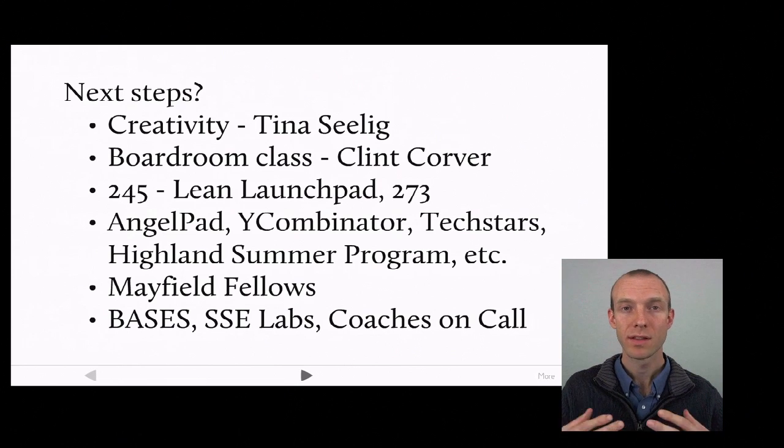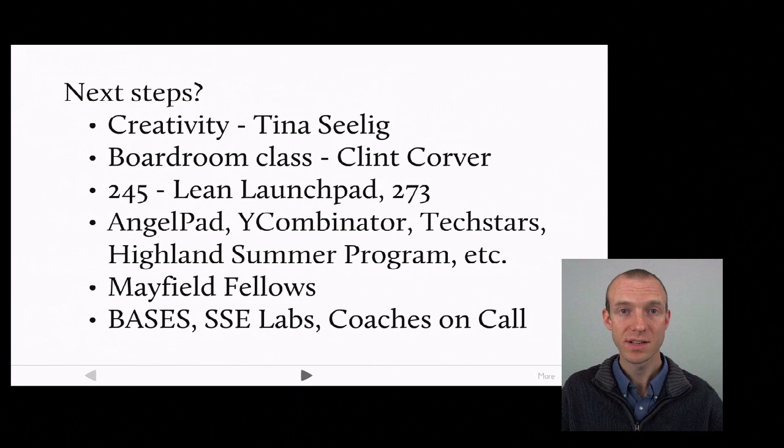look into. These include Tina Seelig's class on creativity and improvisation, the boardroom class that Clint Corver teaches, Global Entrepreneurial Marketing by Tom Kosnick. If you're going to become a master's student, then you have a number of other options open to you. Technology Venture Formation, 273, or also E245, the Lean Launchpad with Steve Blank. The online students can also take the Lean Launchpad class with Steve Blank, where he goes into much more detail on customer development and the Lean startup process.